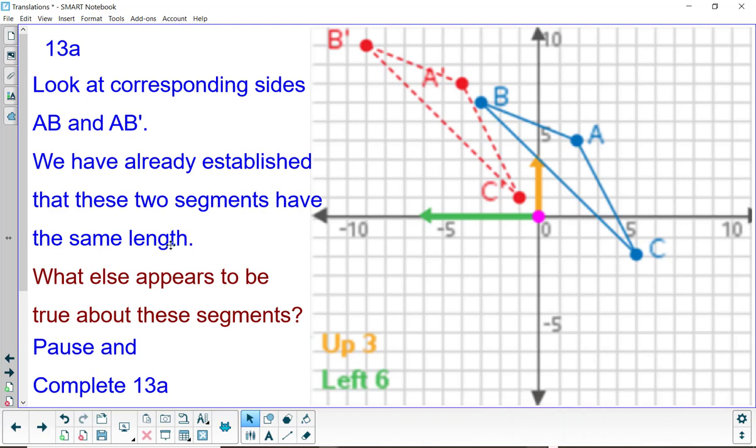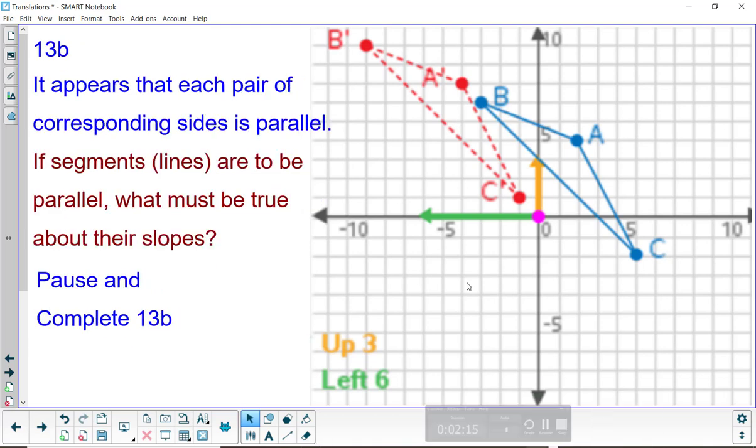The second question, 13A, asks what seems to be true about segments BC and B prime C prime, and CA and C prime A prime. If you haven't finished that, do that now. It appears that each pair of corresponding sides are parallel to each other, seem to go in the same direction.